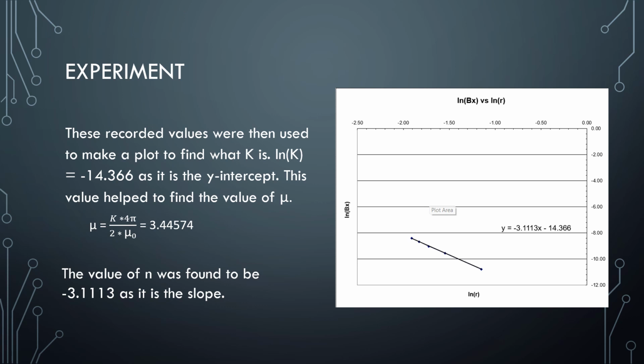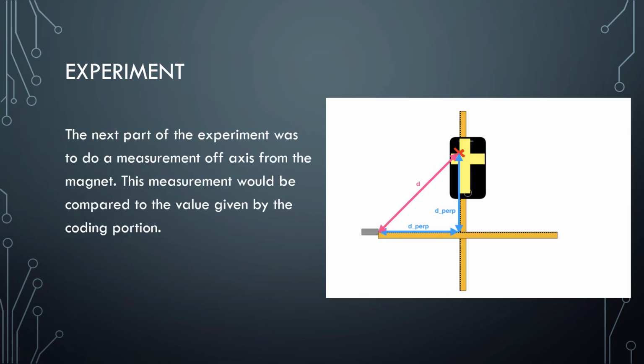The natural log of k was equal to negative 14.366, as it is the y-intercept. This value helped to find the value of mu, as mu equals k times 4 pi over 2 times mu naught, which equaled 3.44574. The value of n was found to be negative 3.1113, as it is the slope on the graph.